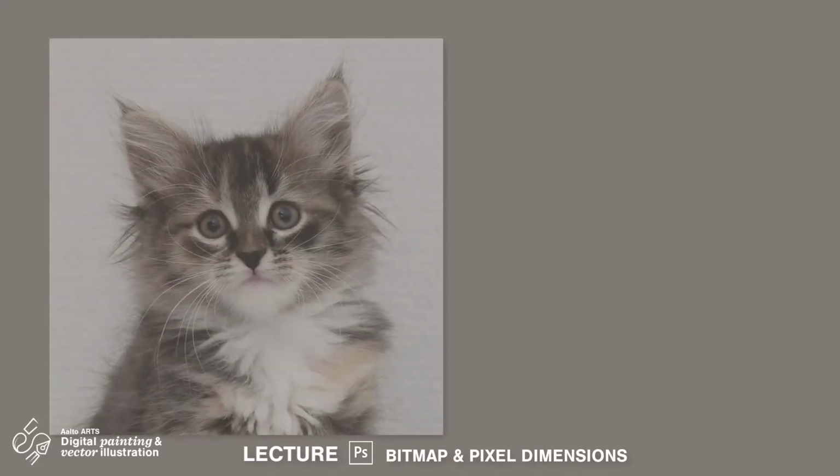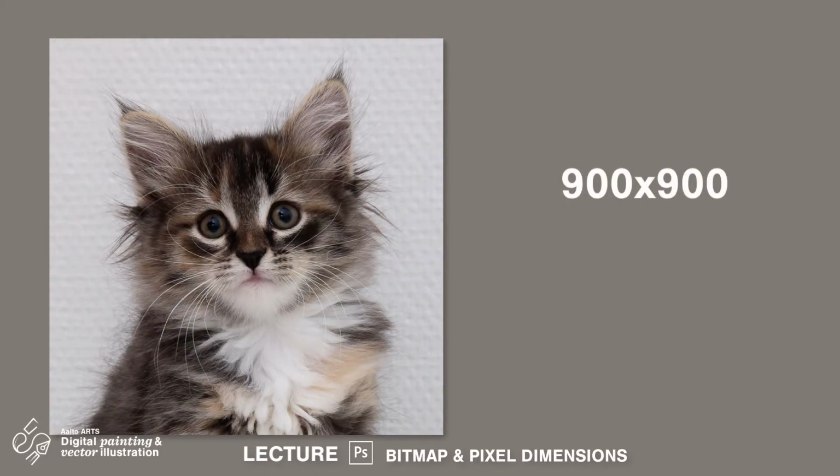This other example is 900 pixels wide and 900 pixels high. These add up to almost a million pixels. It's quite hard to tell a pixel from another. If we want to have a photo quality image, we need a lot of pixels.